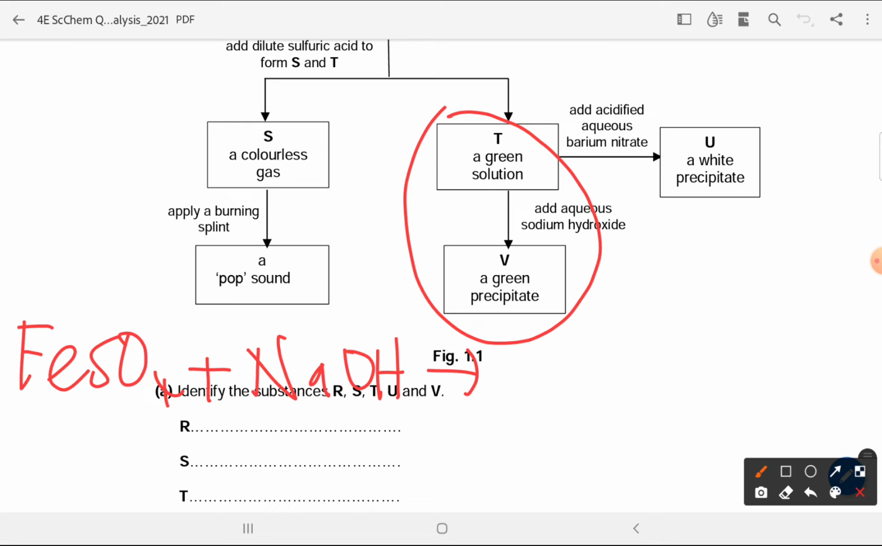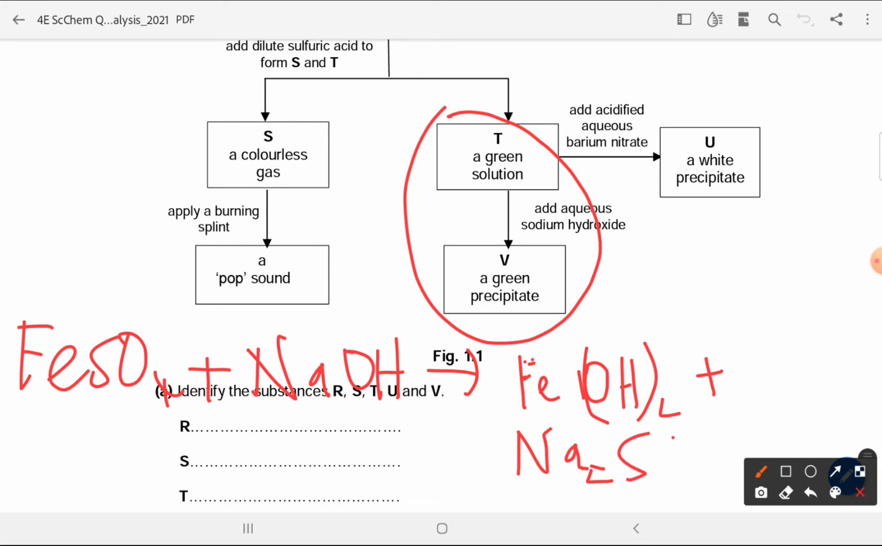Remember, after you add sodium hydroxide or aqueous ammonia, if you get a precipitate, the precipitate must be something hydroxide. So in this case it is iron 2 hydroxide plus sodium sulfate. Sodium sulfate is not NaSO4, it's Na2SO4. Because sodium is Na plus, sulfate is SO4 2 minus. And then when you cross multiply, you get Na2SO4.